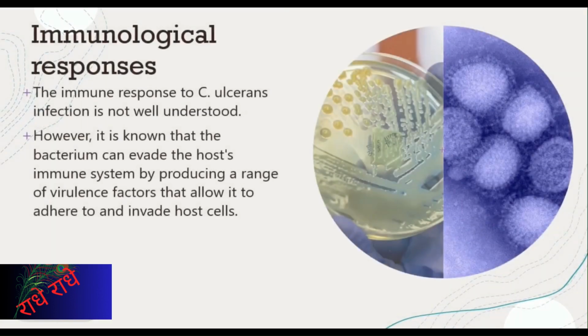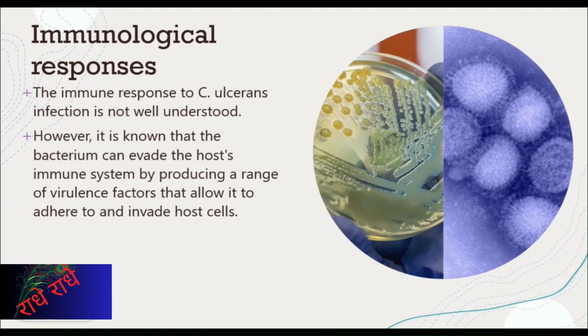We have much to learn about the immune system's response to C. ulcerans infection. However, what is known is that it produces certain virulence factors which allow it to adhere to and invade host cells and thus evade the immune system. Gaining a better understanding of this process can be done by examining bacterial growth in a petri dish. With the correct tools, further immunological responses can be identified and used to develop effective countermeasures.